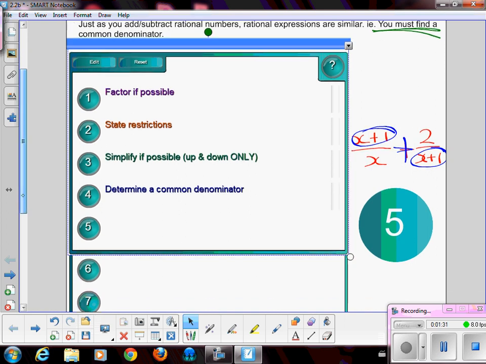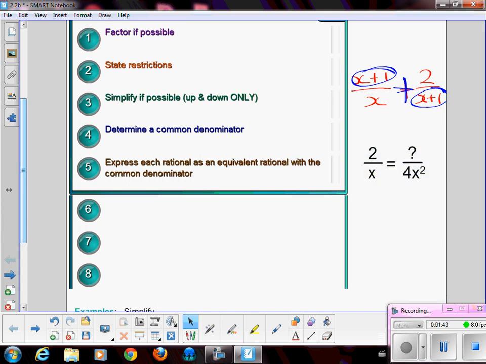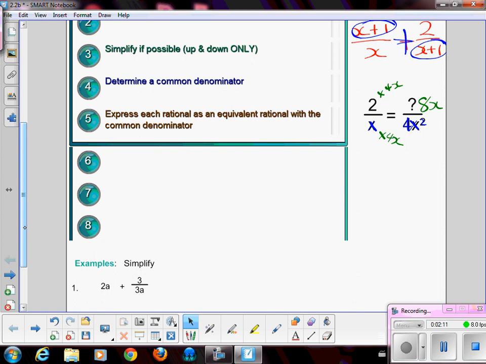All right, determine a common denominator. So that could take us a little bit of work, and express each rational as an equivalent rational with the common denominator. And what that really means here is if I need to have the common denominator of 4x squared, and I'm starting with an x, how do I make these two equivalent to each other? Well, obviously, I multiplied this one by 4x, so that means I have to multiply my 2 by 4x, so that I end up with this as being an 8x. So you have to do that first and create these little equivalent rational expressions.